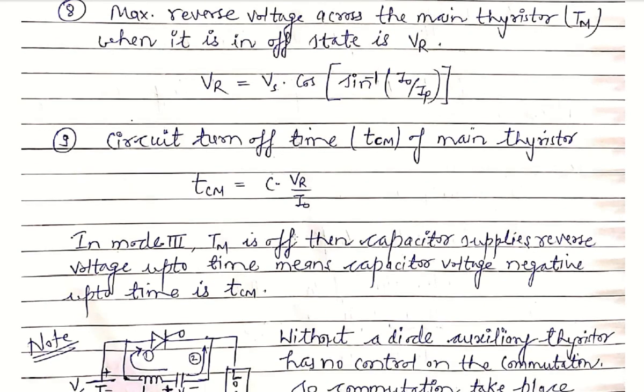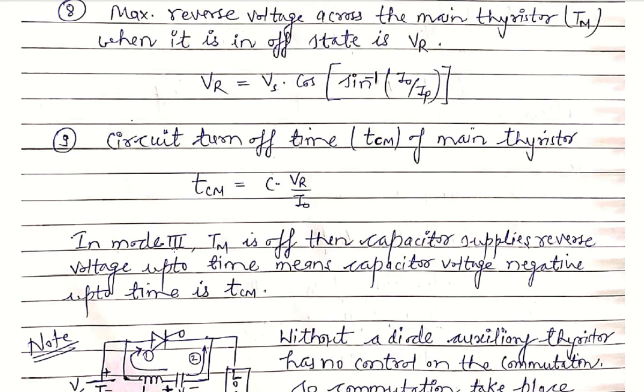What is the 9th point, the circuit turn off time of the main thyristor? So it will be given by T is equal to C into VR upon I0. So VR is the reverse voltage which will be applied to turn off the main thyristor. So as we know, it will be C into VR upon I0. Simple calculation.